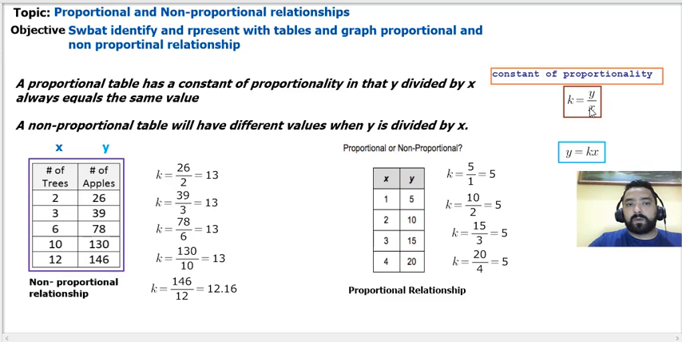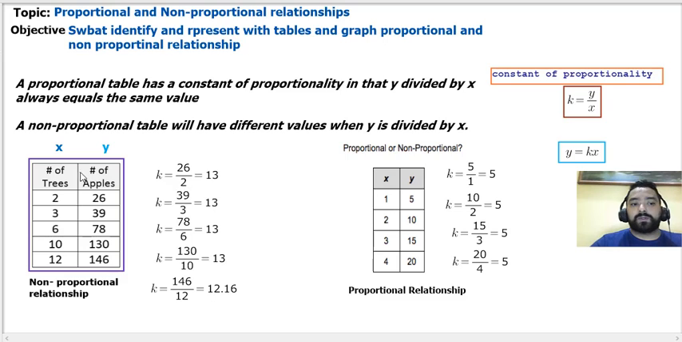So that means that this variable that is dividing, we pass to multiply, and we are going to have y equals k times x. This is the constant of proportionality, and you're going to use it in tables to identify if it's proportional or non-proportional.